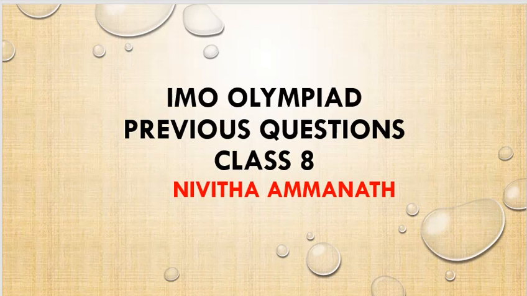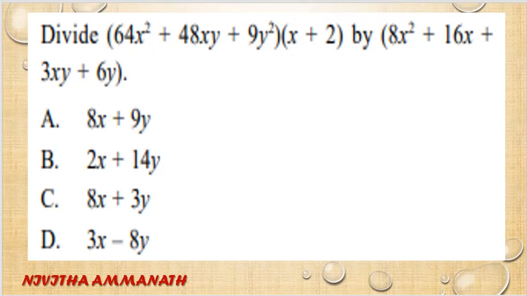Today we will be discussing IMO Olympiad previous questions, class 8. First question: divide 64x² + 48xy + 9y² by (x + 2)/(8x² + 16x) + (3xy + 6y). Here we know that this one is (8x + 3y) whole square.